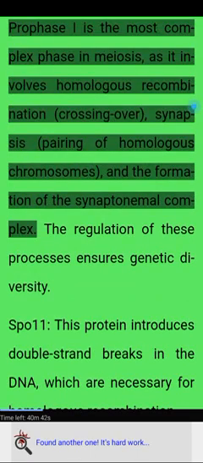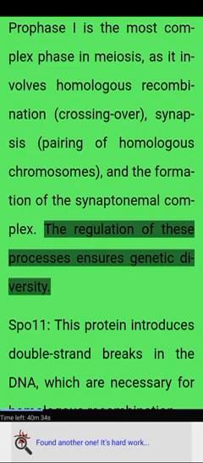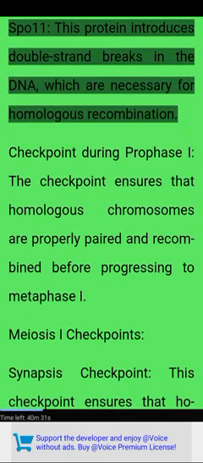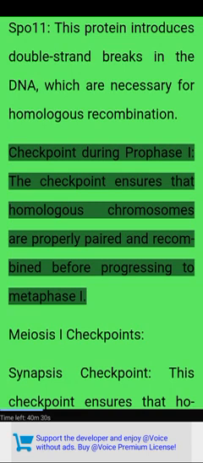Regulation of meiosis I. Prophase I is the most complex phase in meiosis, as it involves homologous recombination, crossing over, synapsis, pairing of homologous chromosomes, and the formation of a synaptonemal complex. The regulation of these processes ensures genetic diversity. SPO11. This protein introduces double-strand breaks in the DNA, which are necessary for homologous recombination. Checkpoint during prophase I. The checkpoint ensures that homologous chromosomes are properly paired and recombined before progressing to metaphase I.